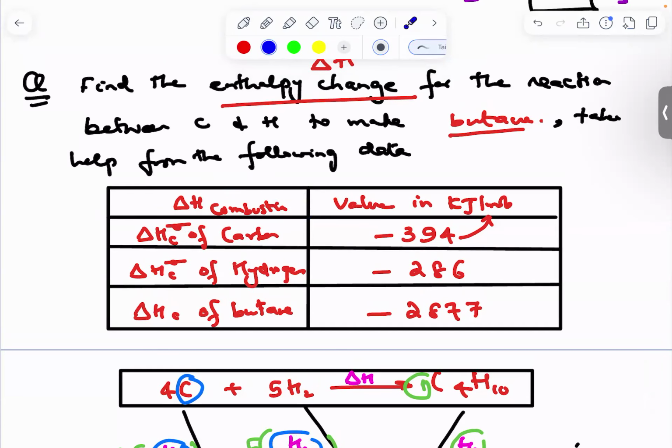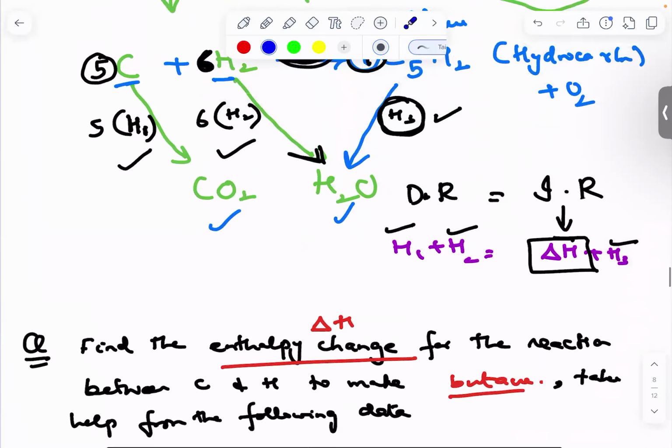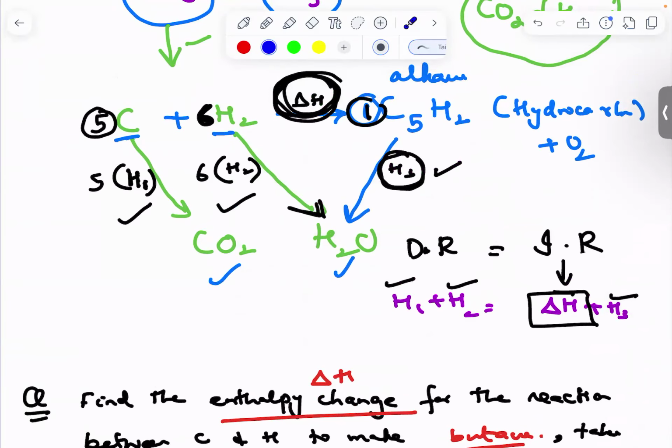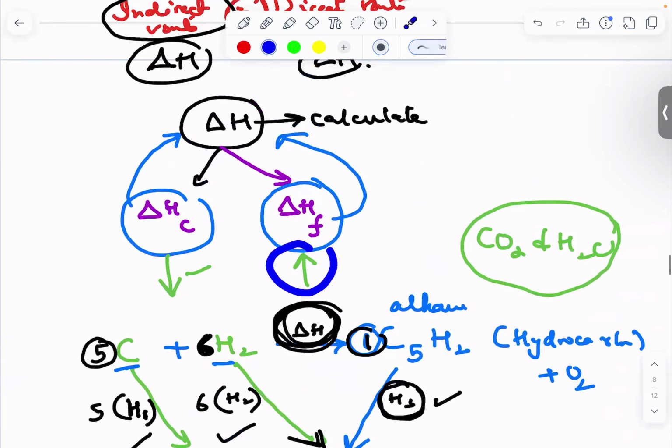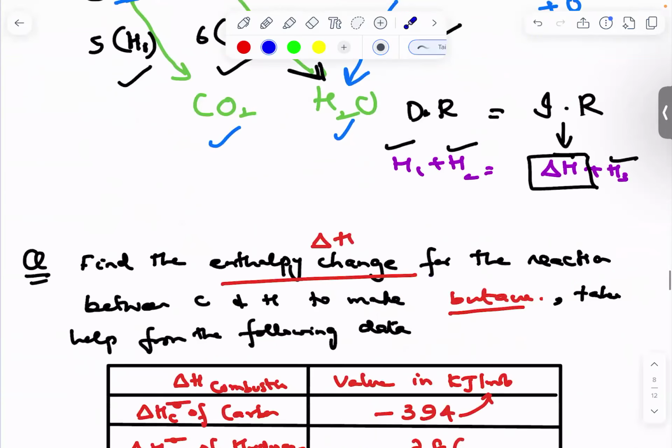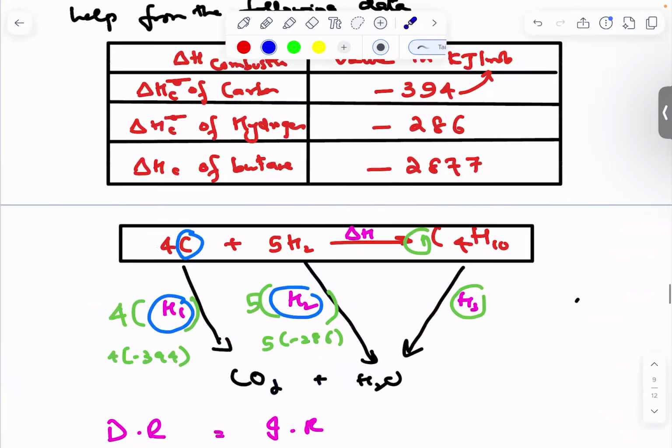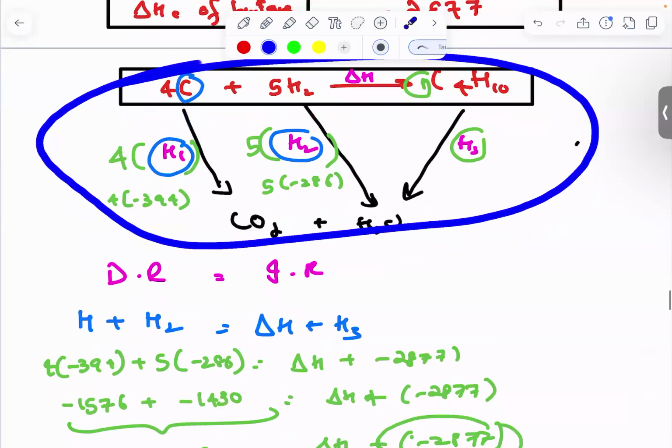Now, what happens if the data given to us is the formation data? Let's suppose we have been given the formation data. Now have a look. What did I write with formation? Which type of arrow, upwards or downwards arrow? Upwards. So now have a look how to calculate the enthalpy change. This drawing is called Hess's law.